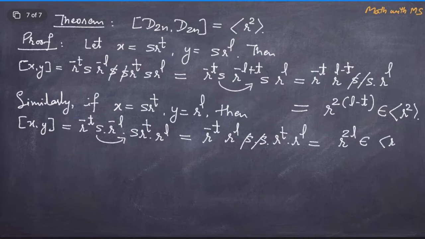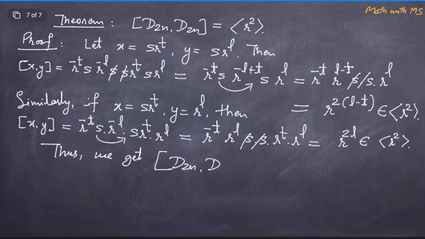which again belongs to the subgroup generated by R square. Similarly, you can consider the other possibilities when both x and y are of the form R to the power t and R to the power L, and when x is R to the power t and y is S R to the power L. It will follow that in each case the commutators are in the cyclic subgroup generated by R square. Thus, we get that the commutator subgroup of D2n is sitting inside the cyclic subgroup generated by R square.